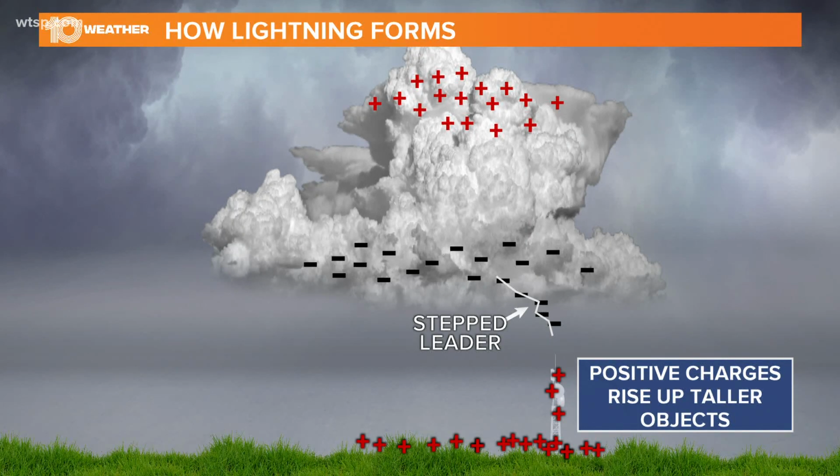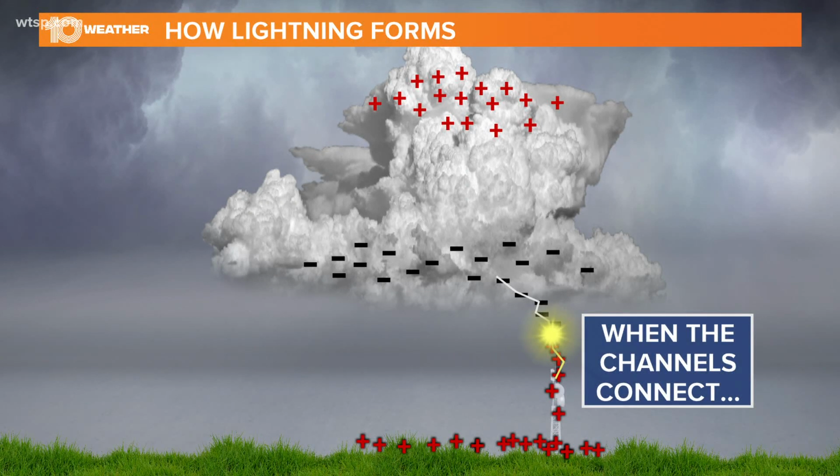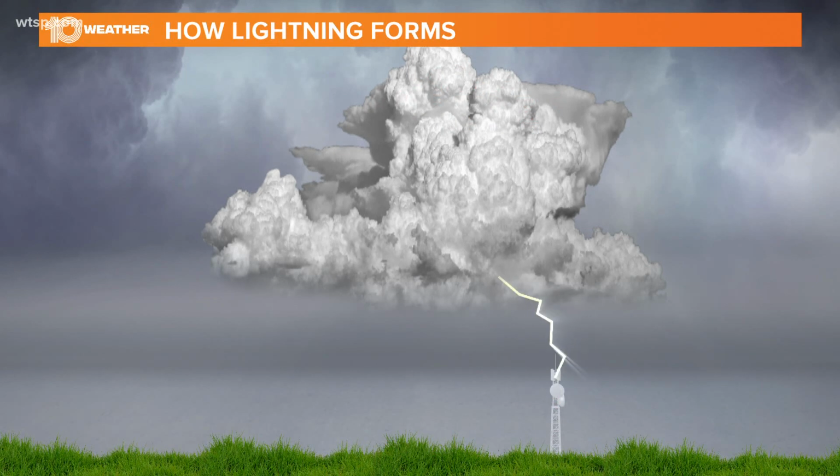Now, a stepped leader drops down from the bottom of the thunderstorm cloud, and I know it's hidden behind the bug, but positive charges will then rise up those taller objects. That's why we say stay away from tall things like light or flagpoles and tall buildings, because those positive charges go up those taller objects. The negative charges descend down from the thunderstorm cloud. That streamer of the positive charges goes up. The stepped leader then connects, and it creates that channel. And when that connection occurs, that's when you get lightning, and ultimately the thunder follows as well.